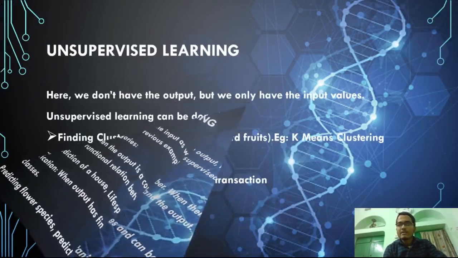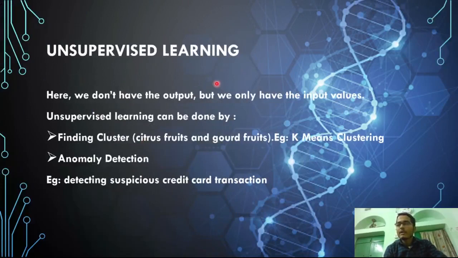Now we'll see unsupervised learning. Here we don't have the output but only have the input values, like we only have the height. So how to predict the weight? You cannot predict the weight in that way. At most, you can cluster them into short, medium, and tall. So unsupervised learning can be done by finding clusters. For example, you give me fruits, I will cluster them into citrus or gourd fruits, right? K-means clustering is the name of one algorithm.